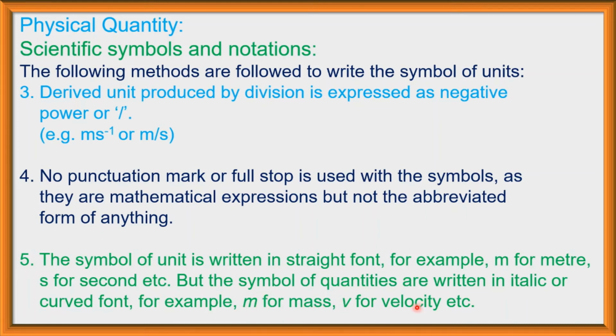Here v for velocity, so v is in italic font or curved font. m for mass, m in italic font or curved font. But all the symbols of units are written in straight font. So you have to remember it. The symbol of unit will be in straight font, but the symbol of quantity will be in italic font.